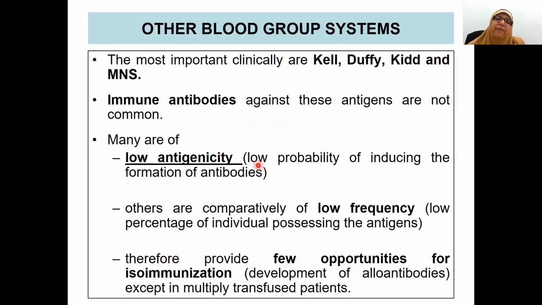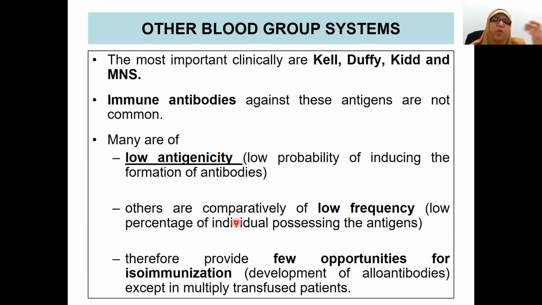Okay, most of the time the other systems apart from ABO and rhesus are not important. You just have to remember this for two things. One, the other systems have low antigenicity. What does low antigenicity mean? It means that if you don't have the antigen and you are exposed through transfusion to the antigen, the likelihood that you develop antibody is also low because of the low immunogenicity.